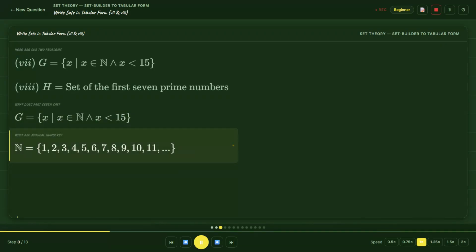Natural numbers are the counting numbers we use every day. They start from 1 and go on forever. 1, 2, 3, 4, 5 and so on. They never stop.